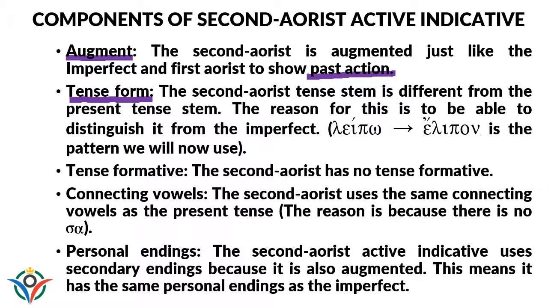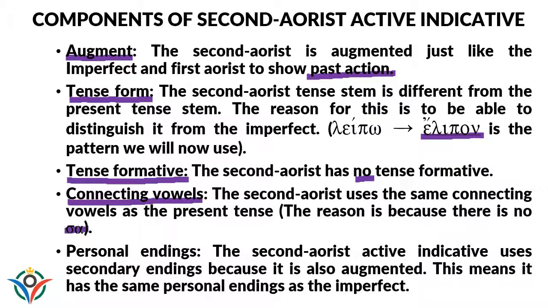So the present tense stem that we've been working with is lu. The second aorist tense stem that we're going to use is elepon to show that there's been a stem change. The tense formative: the second aorist has no tense formative. Connecting vowels: the second aorist uses the same connecting vowels as the present tense. And why is this? Because there is no sigma alpha.